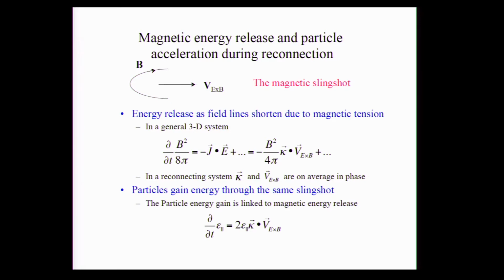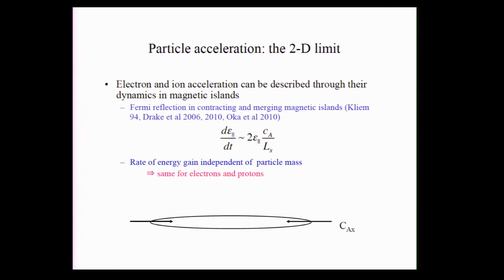How do particles gain energy? Through the same slingshot mechanism. Here it is here, and so what happens? Particles come zipping in around the corner here, but that field line is moving to the right. So as they do that, it's like a slingshot effect. So particles come in, and they get slingshotted around, and you can write down the rate of particle energy gain like that.